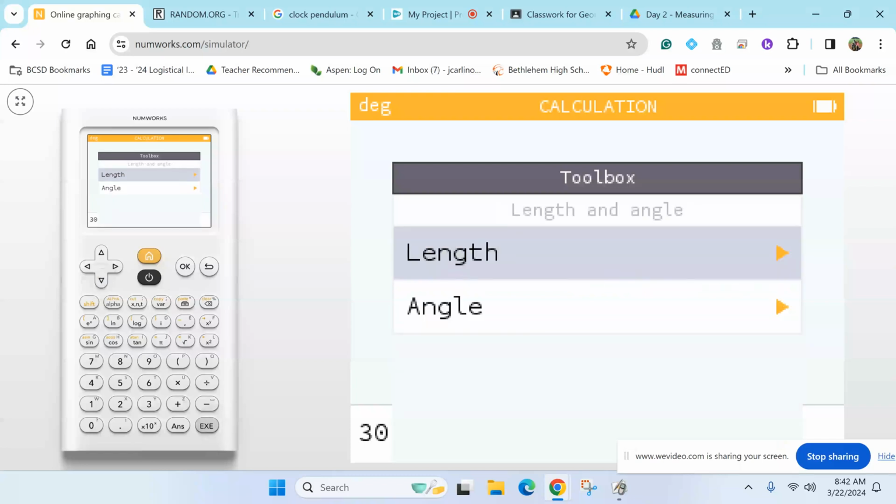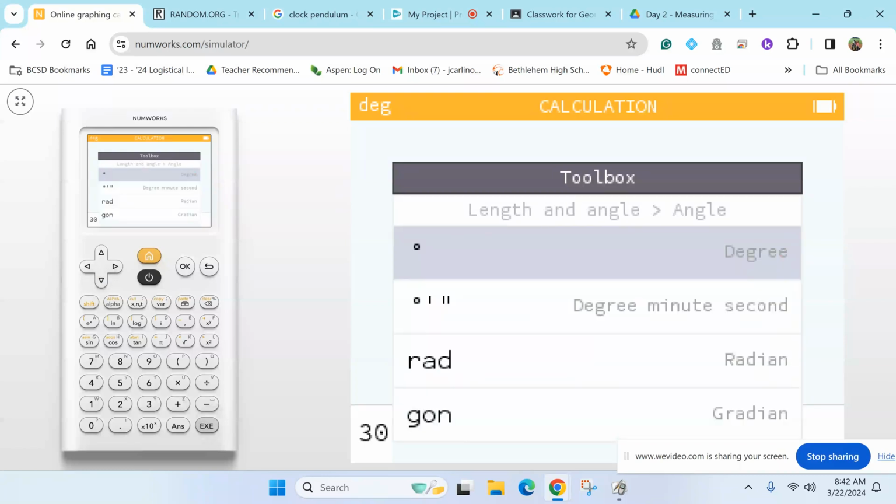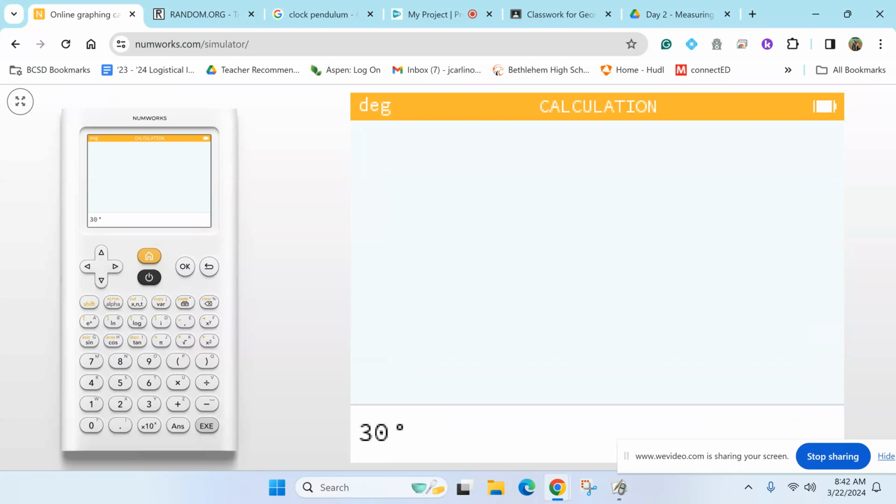Which one do you think we want if we're dealing with 30 degrees? Angle, right? Open up angle and look at all the choices you have, including the first one, which is degree. Please select degree, and your degree symbol should go right up to 30 degrees. Let me know if you're having issues before I move on. Everyone has 30 degrees typed in right now. Press enter.